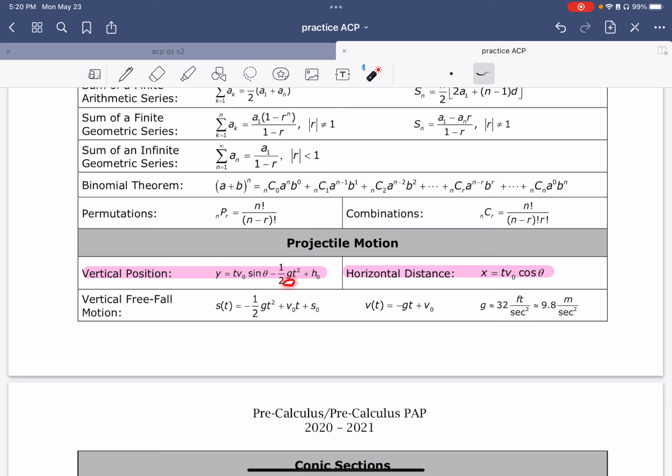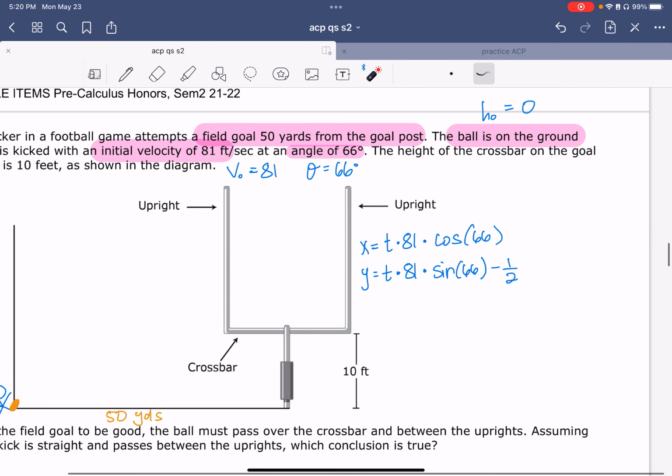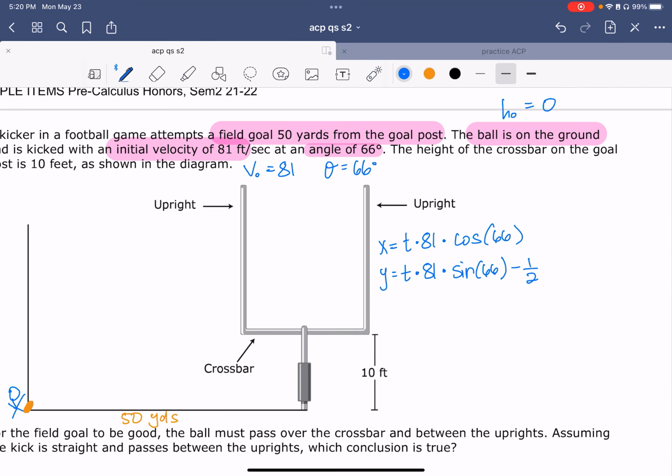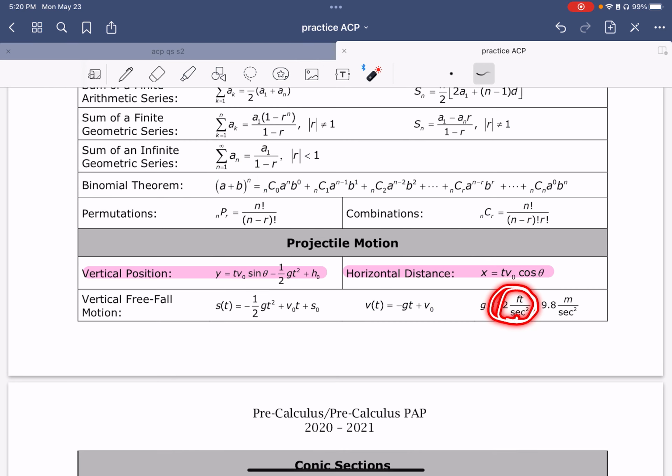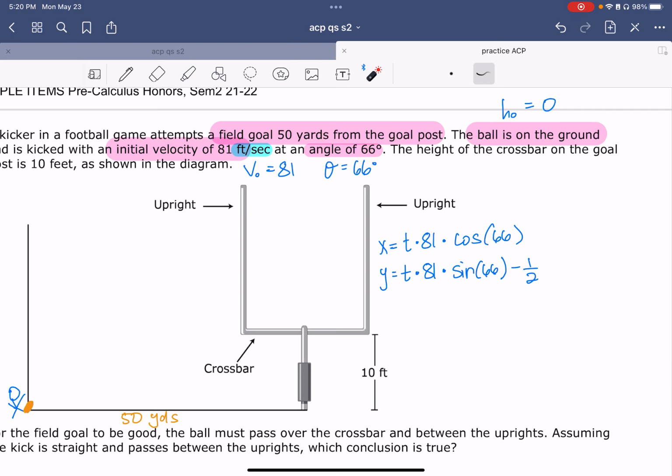Now, if you're familiar with physics, you know g usually stands for gravity. Gravity is right here on the formula chart, and notice that there are two numbers. If your units are in feet, you're going to use 32. If your units are in meters, you're going to use 9.8. It just depends on the question. So on this question, we are at feet per second. If you look right there, the velocity was given in feet per second, and the feet per second one is right here. So the gravity that we're going to use is 32.